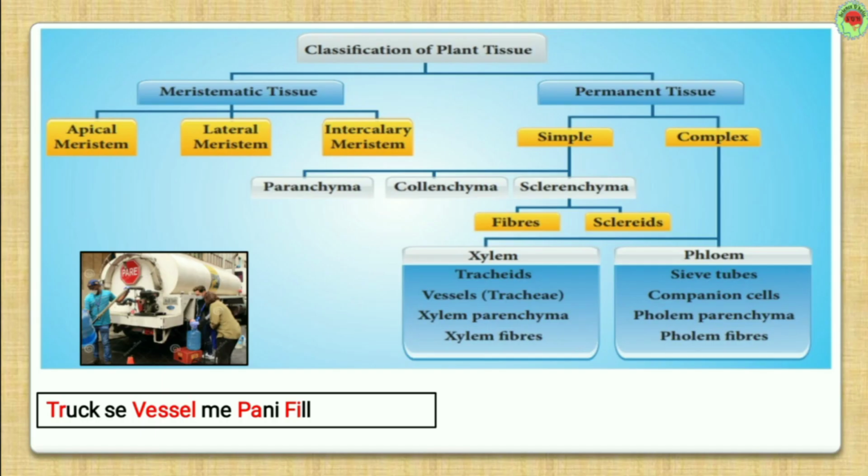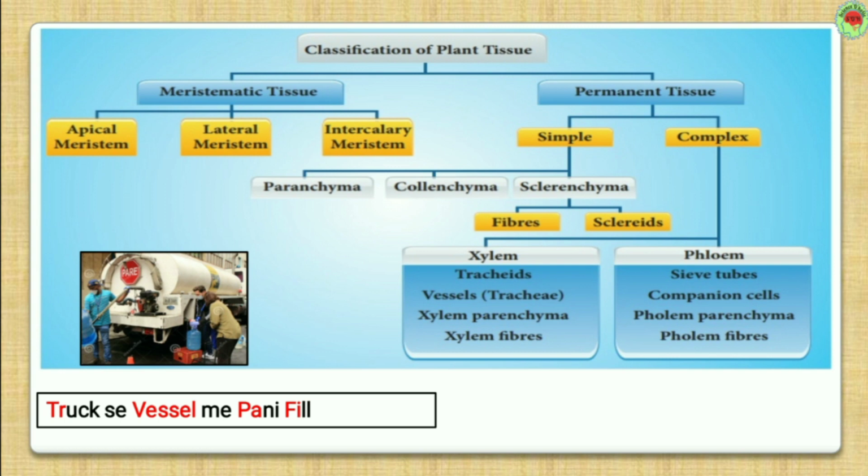Now, classification of plant tissue. There are two types of plant tissue: meristematic tissue and permanent tissue. Meristematic tissue is further divided into three types, that is apical, lateral and intercalary, which we have discussed already. Now, permanent tissue is divided into two types, that is simple and complex. The simple tissue is made up of one type of cell, and it is further divided into three types, that is parenchyma, collenchyma and sclerenchyma. And simple permanent tissue, that is parenchyma, we have already discussed in a previous video.